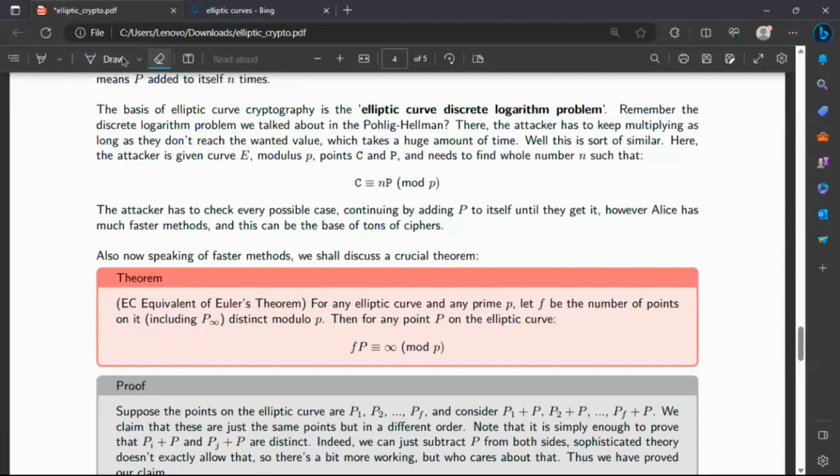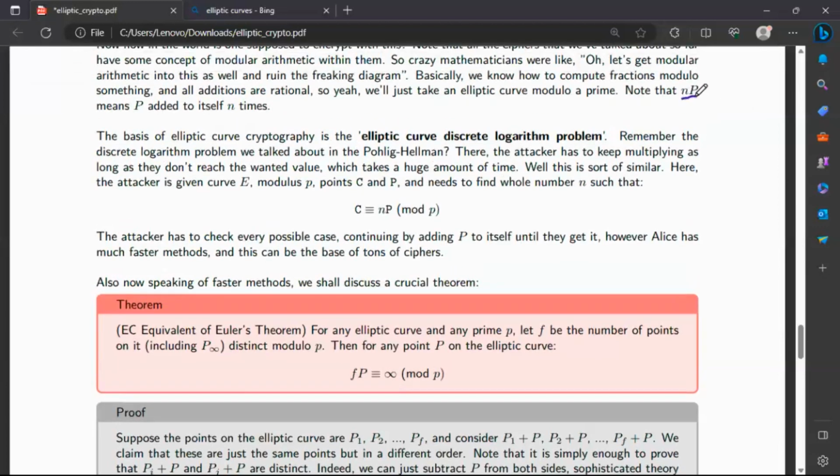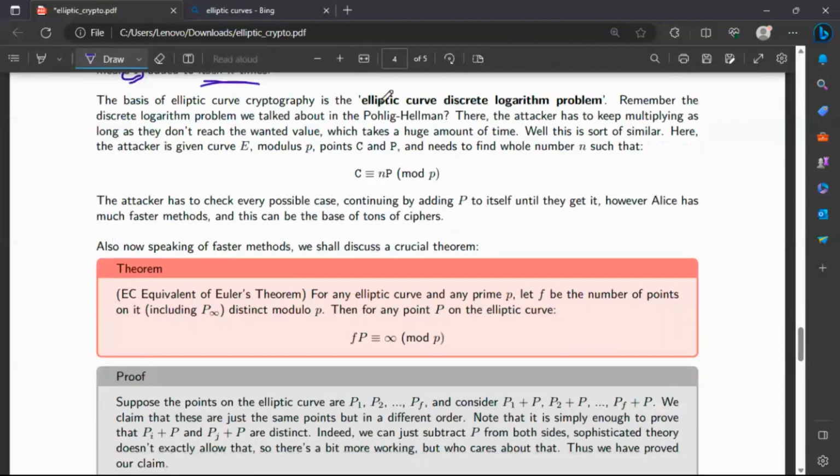So all the rational numbers get mapped to some sort of Z/pZ, and the elliptic curve structure basically gets destroyed. We just have random points here and there which correspond to something modulo p. Nice. Actually, not nice, but okay. Fair enough. So we now have points on an elliptic curve modulo p. Also remember that nP means P added to itself n times.